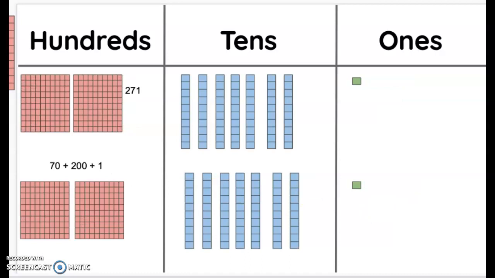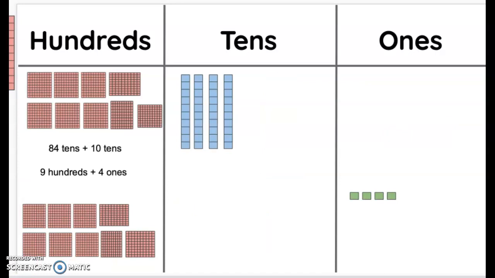For 271, or 70 plus 200 plus 1, we have 2 flats, 7 sticks, and 1 unit for each one. So just like the last one, we can decipher that 271 is equal to 70 plus 200 plus 1.